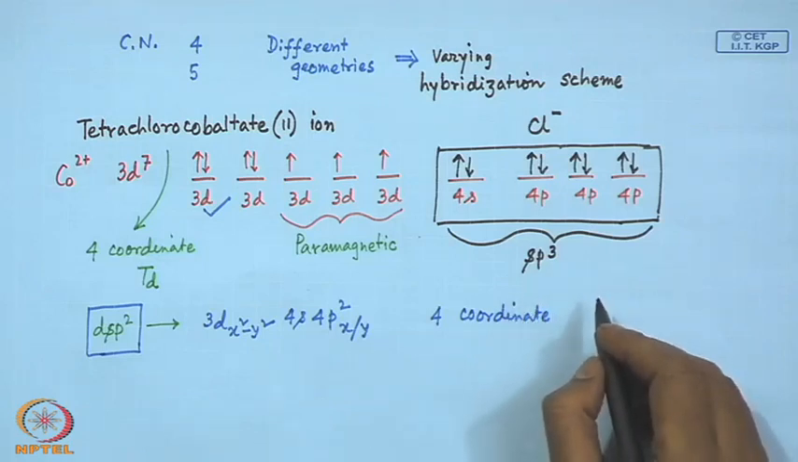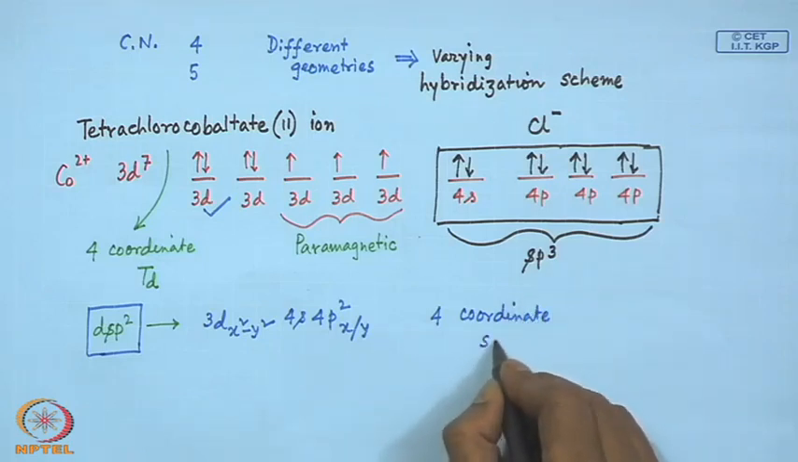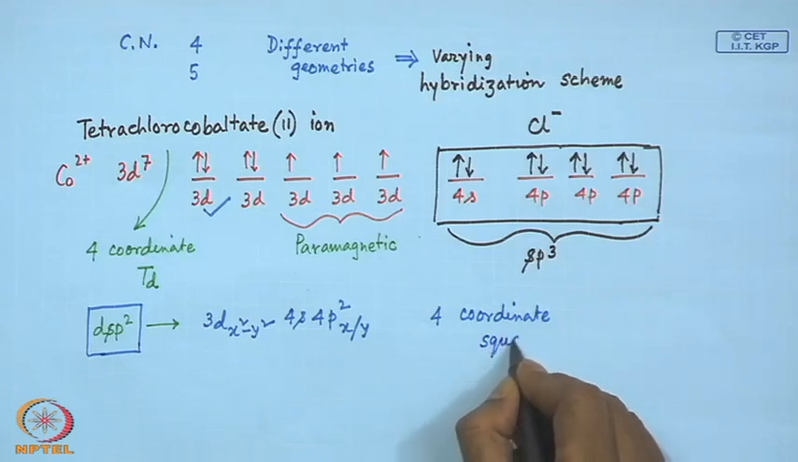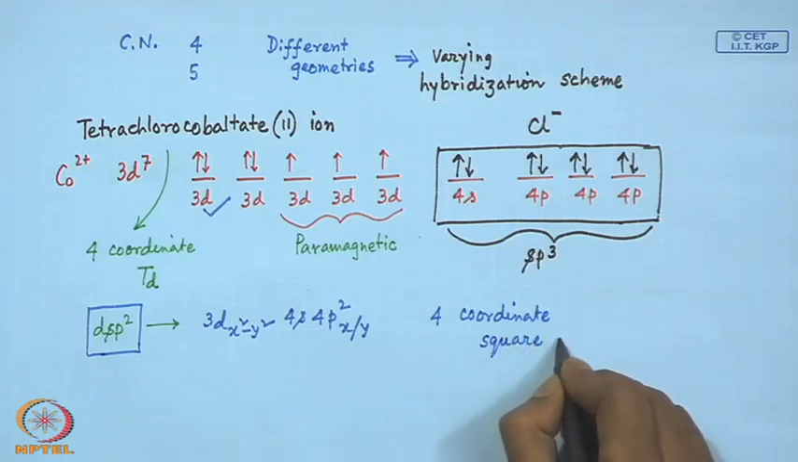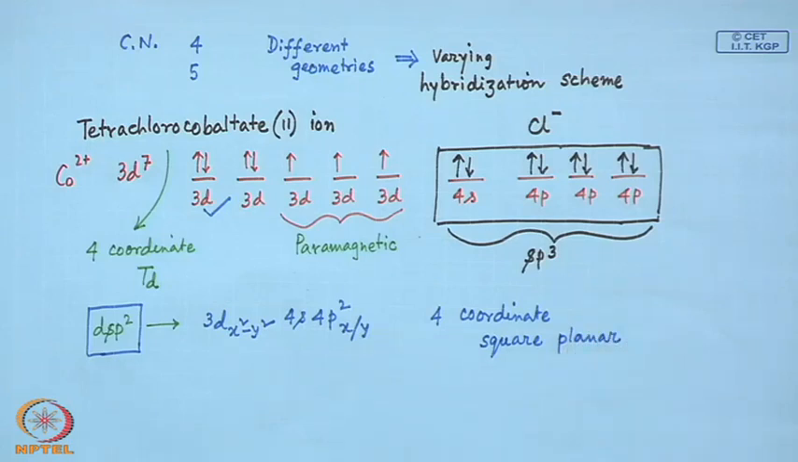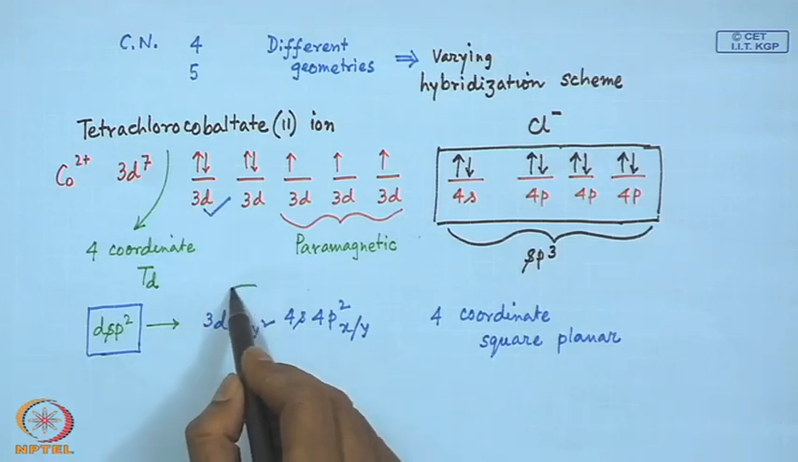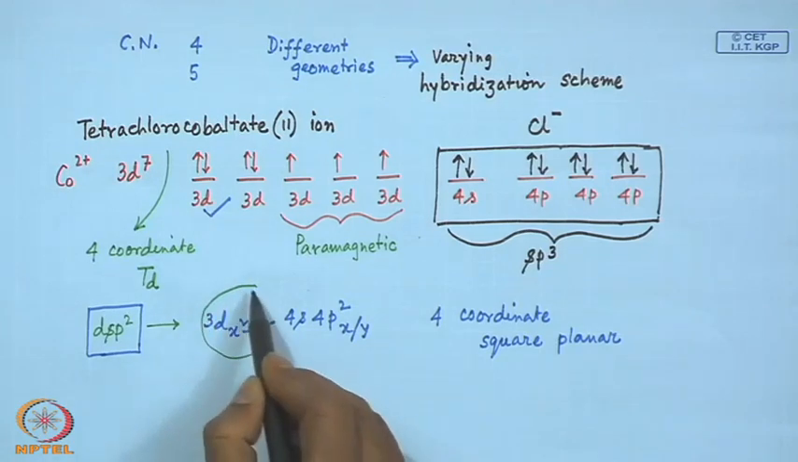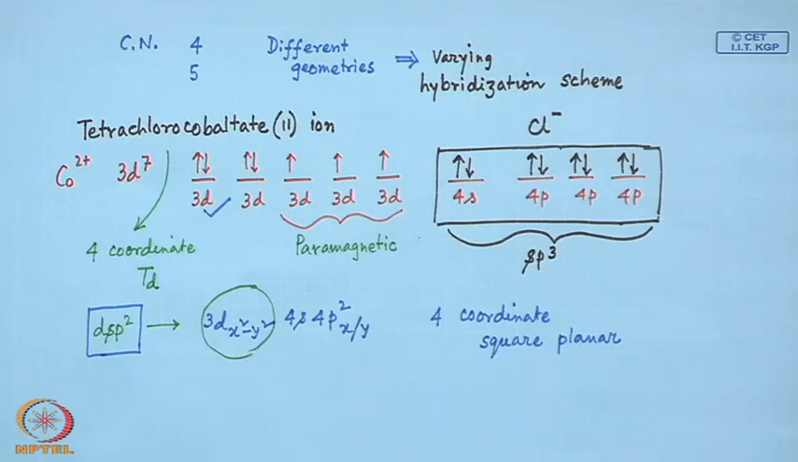Which is 4 coordinate and the geometry is square planar. So this particular type of hybridization scheme allows us something, that we have taken out one of the available d orbitals from the free ion electron configuration related to the metal center.